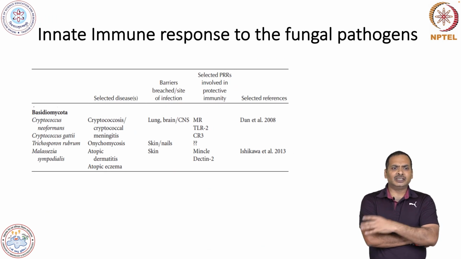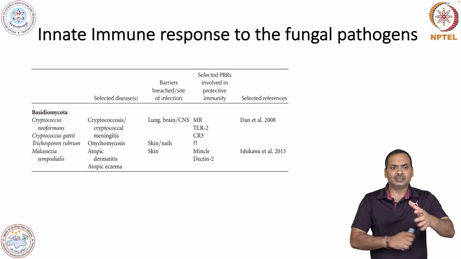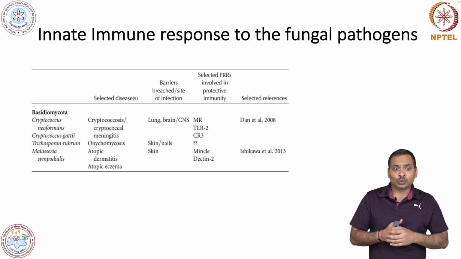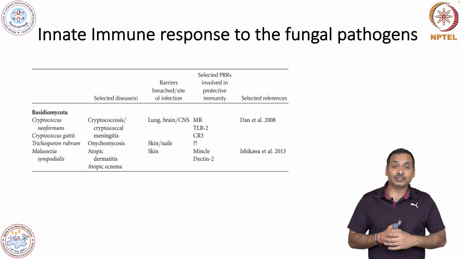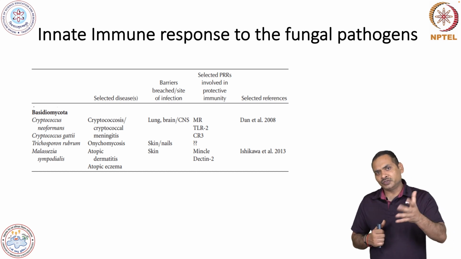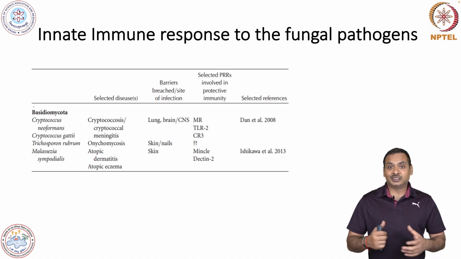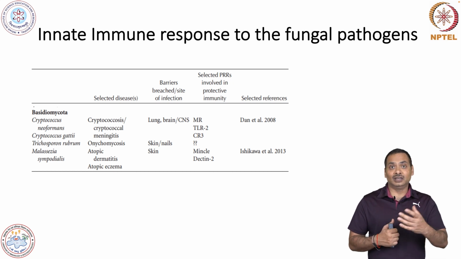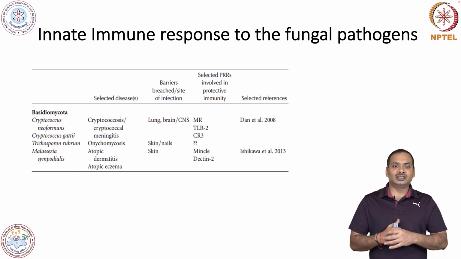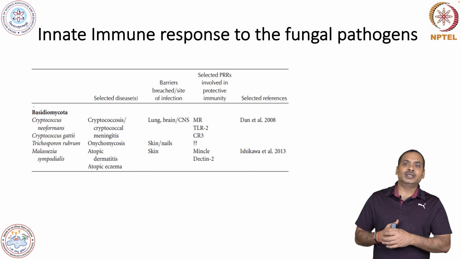So there is another family of fungus, and their details are given. Here you can see Cryptococcus neoformans. This is quite a dangerous fungal infection, and it is also associated with immunodeficiency. It can cause a very fatal disease. About 50% of people die due to this fungal infection, which is quite surprising. This fungus can affect the lungs, brain, and spinal central nervous system, and it can be sensed by the mannose receptor, TLR2, and CR3.